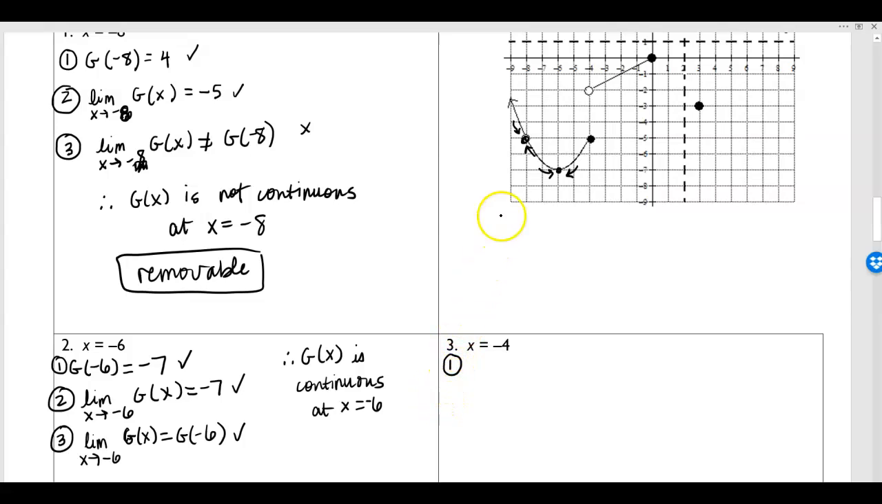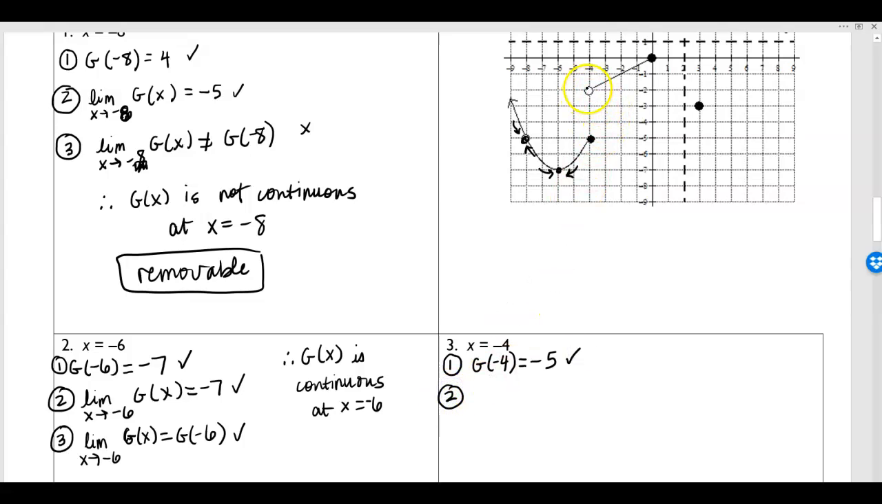Okay, so again, you can probably tell by looking at -4 on the graph that this graph is not continuous. I can see it's not actually connected there. But let's write out our definition. So number 1, I'm checking g of -4. That means I'm looking for the filled in point. That is -5. That's good.